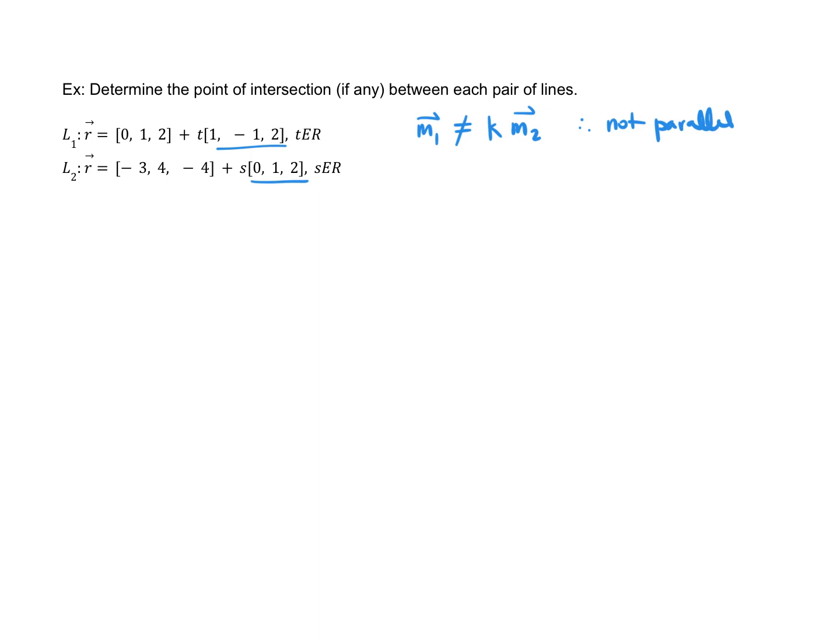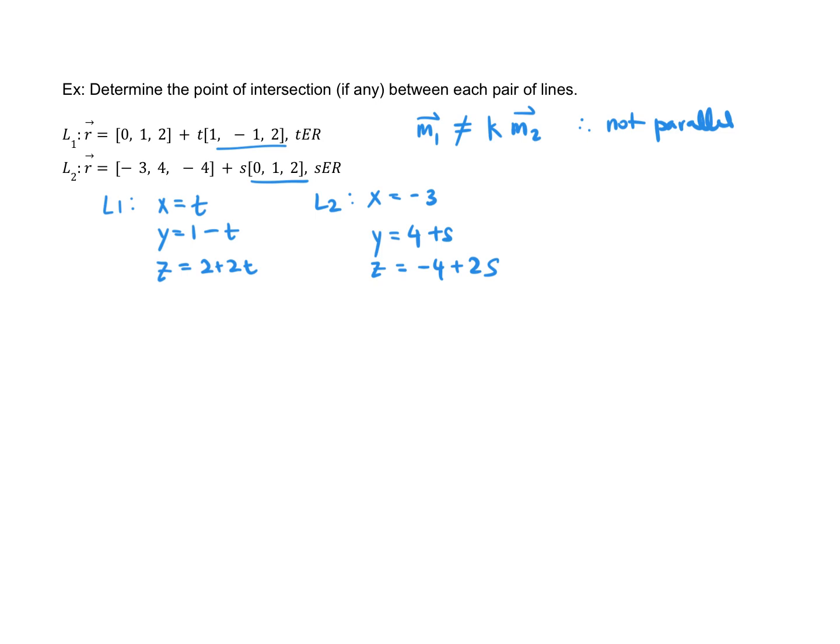So we might have an intersection or they might be skewed lines. But we're going to start the exact same way as in R2 by listing our parametric equations. So 0 plus t, 1 minus t, 2 plus 2t. Negative 3 plus 0s, well that's nice. 4 plus s, negative 4 plus 2s. Now, we have two unknowns, but we're going to have three different equations.